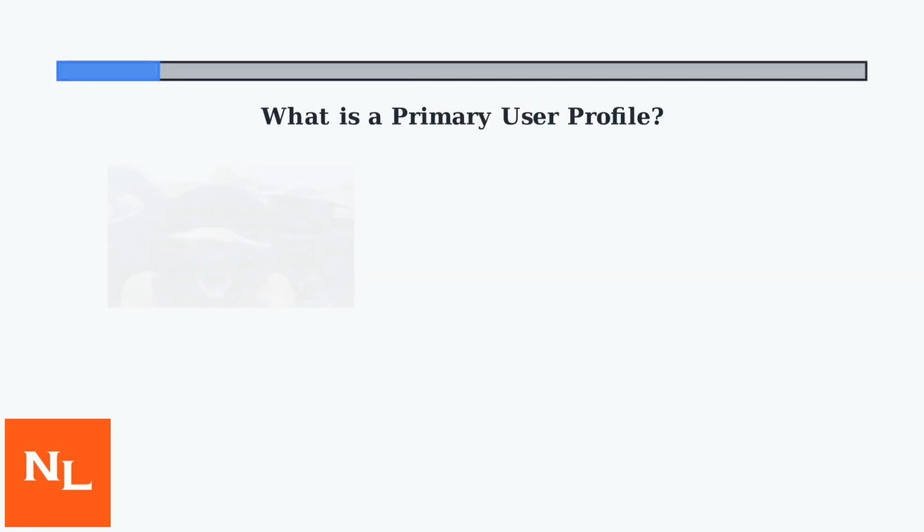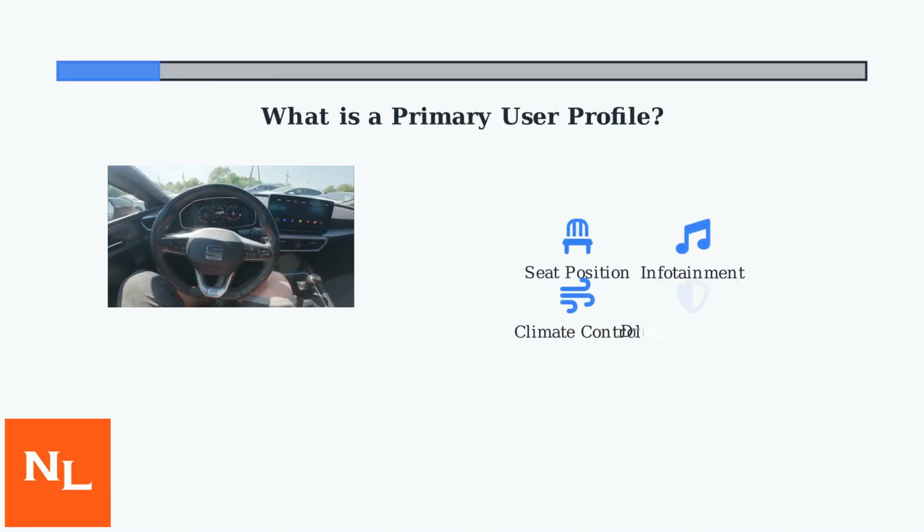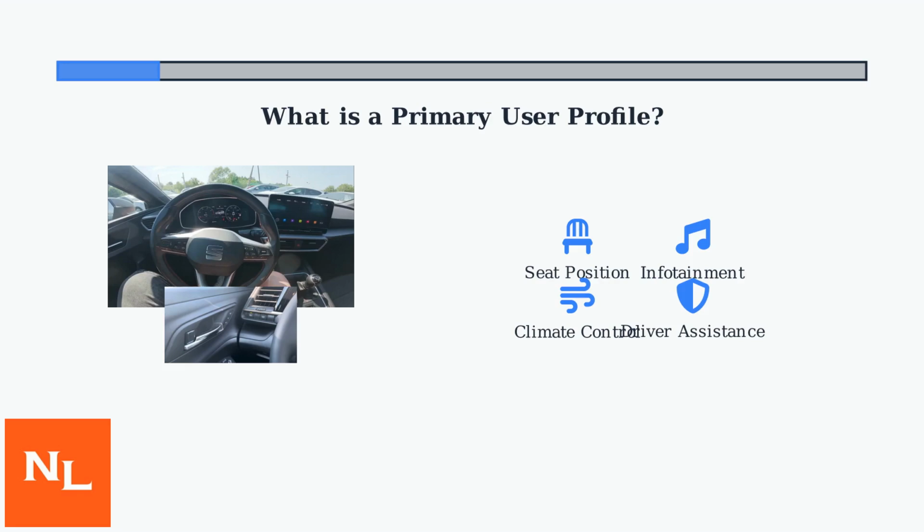A primary user profile in your Seat Leon 4 is a personalized digital identity that saves your preferred vehicle settings. This includes seat position, climate control preferences, infotainment settings, and driver assistance system configurations. Setting a primary profile ensures your Leon 4 remembers your settings every time you start the car, making your driving experience consistent and comfortable. It is the default profile loaded upon ignition of the vehicle. It's like having your car tailored specifically to you every single drive.